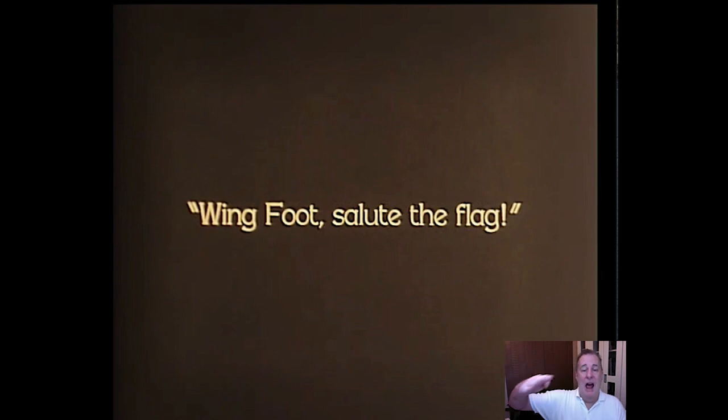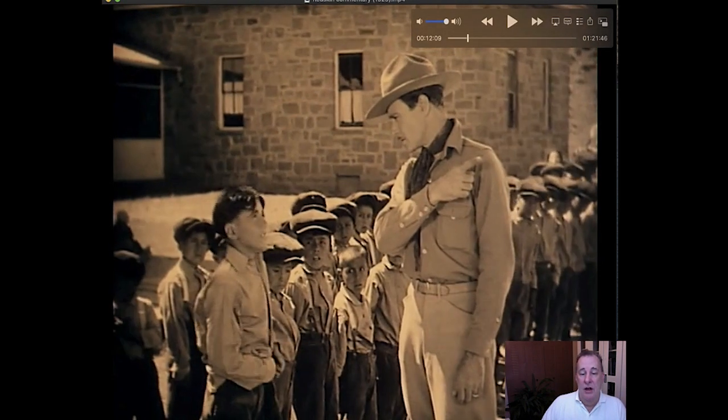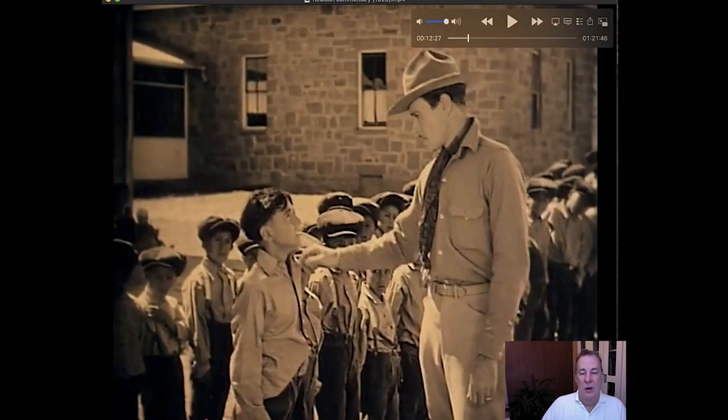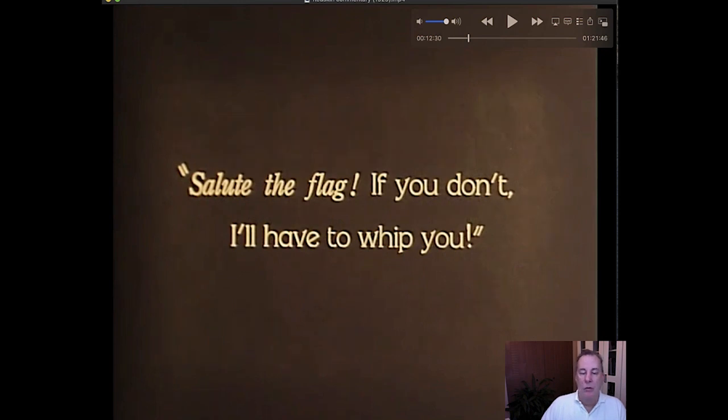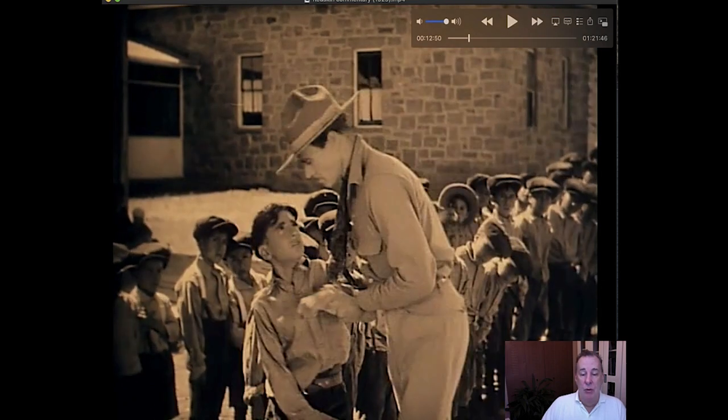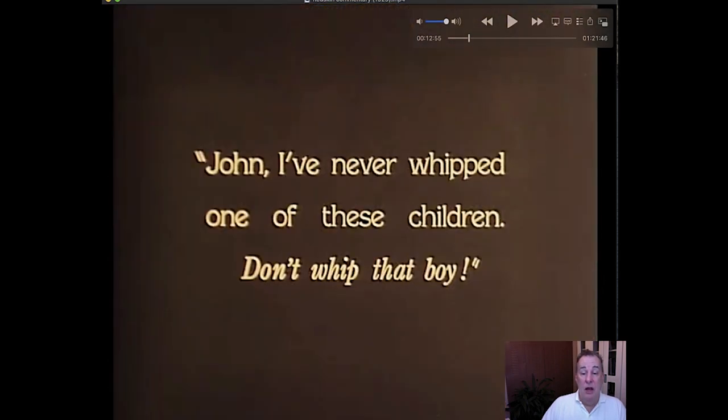"Wingfoot, salute the flag." You know, in America, at the beginning of the school day, kids have to put their hands over their hearts and say, I pledge allegiance to the flag, right? Well, here they have to salute the flag. And he's saying, no way, I am chief's son. So he says, well, salute the flag. If you don't, I'll have to whip you. And this is really a problem. I mean, the teacher has got tears in her eyes. Corn Blossom is watching, and he refuses. So off he goes to get whipped.